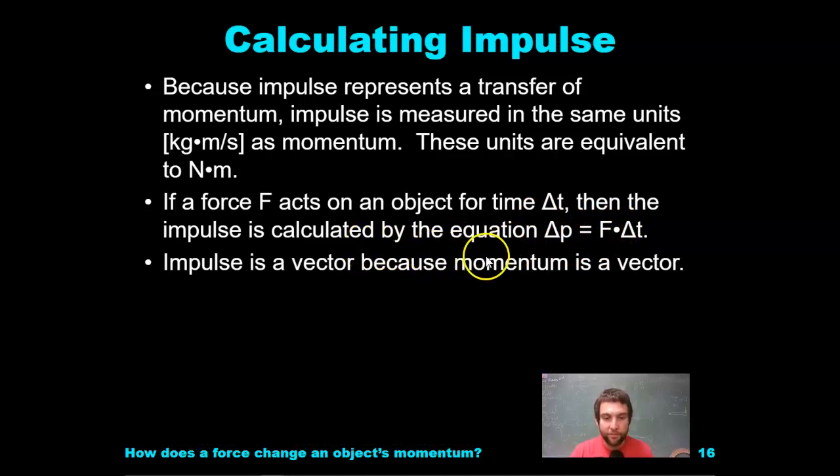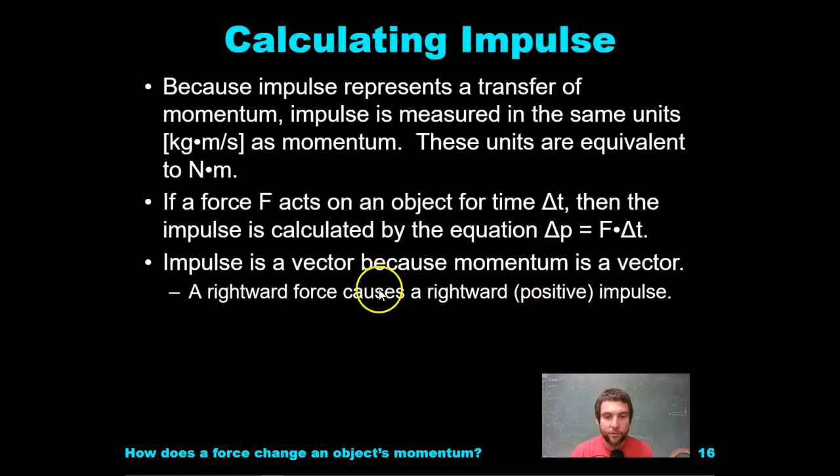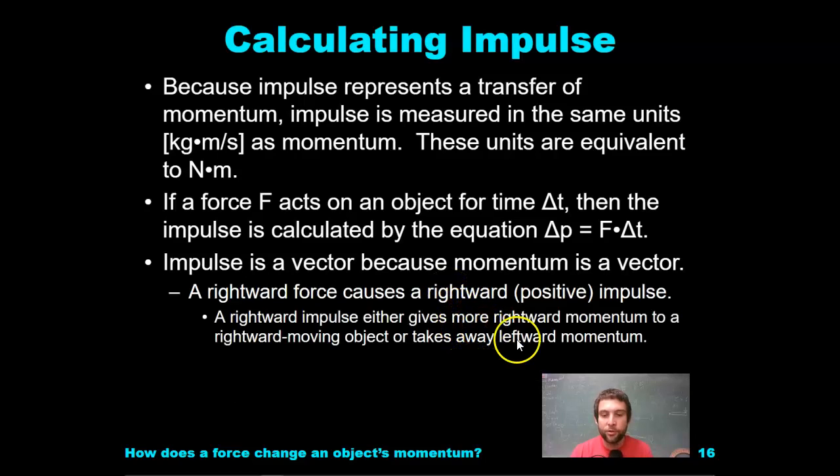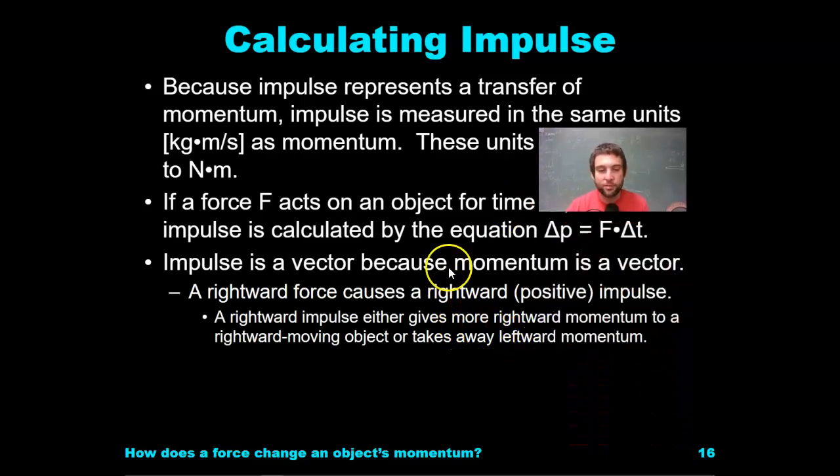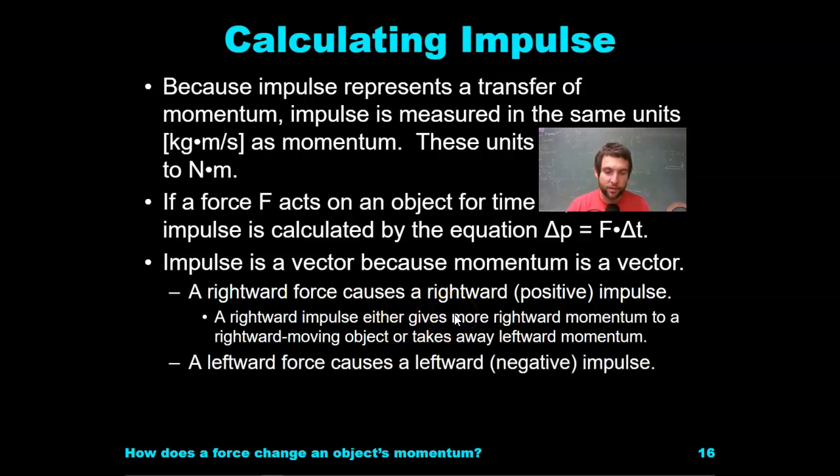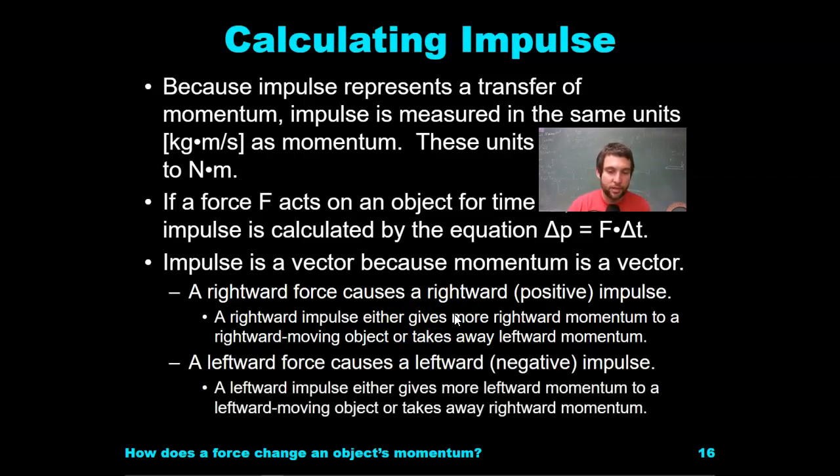Impulse is a vector because momentum is a vector. A rightward force causes a rightward impulse. A rightward impulse either gives more rightward momentum to a rightward moving object or takes away leftward momentum. A leftward force causes a leftward impulse. A leftward impulse either gives more leftward momentum to a leftward moving object, or it's going to take away rightward momentum.